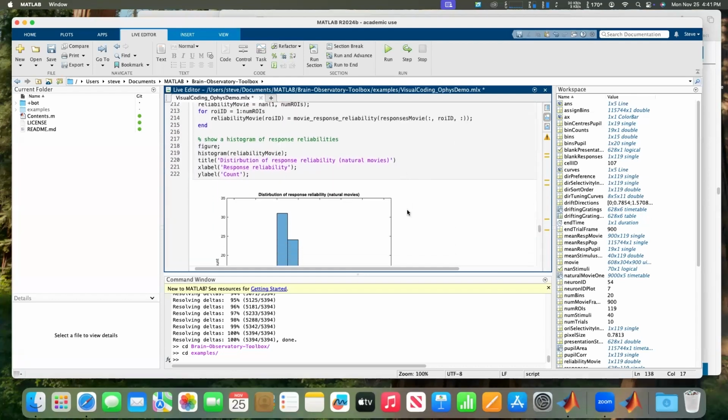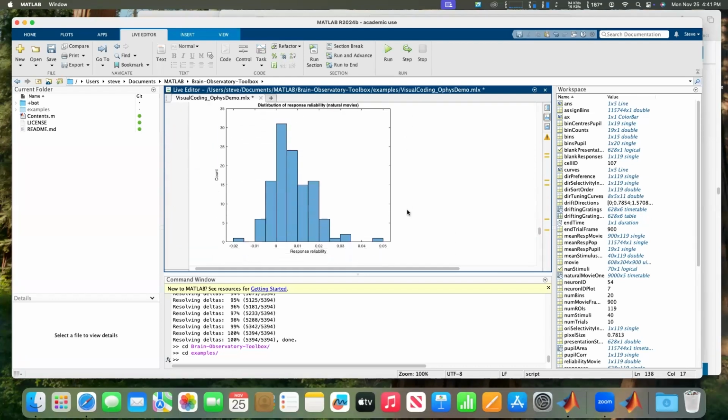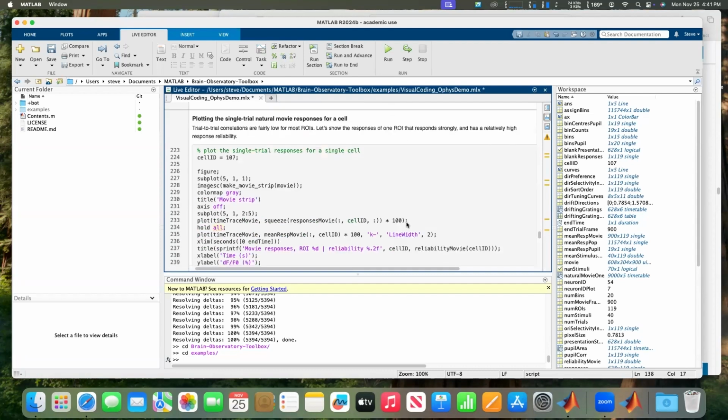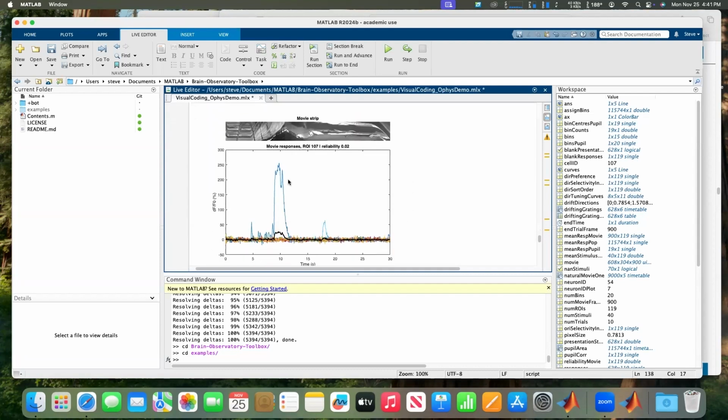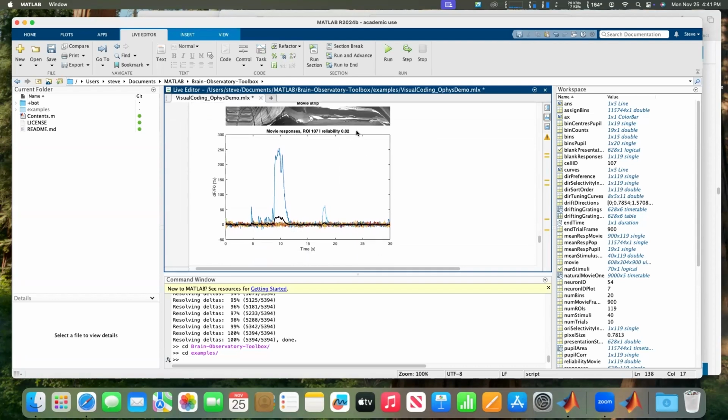And we can also see which neurons exhibited reliable responses and neurons that exhibited less reliable responses. So here is a neuron that responded very strongly to one presentation of the movie, but responded almost not at all to the other presentations of the movie. So this cell was not very reliable, with a reliability index of 0.02.